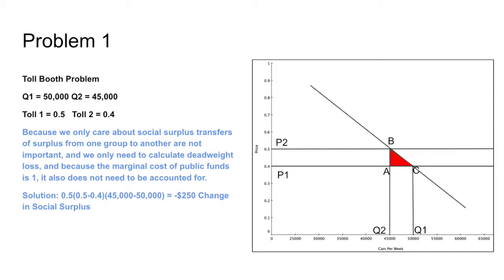In this scenario, government surplus increases because of higher revenues, while consumer surplus decreases because of greater toll rates. Some of the consumer surplus is not transferred, which results in deadweight loss shown in the red triangle. The area of the triangle represents the change in social surplus, which is $250.